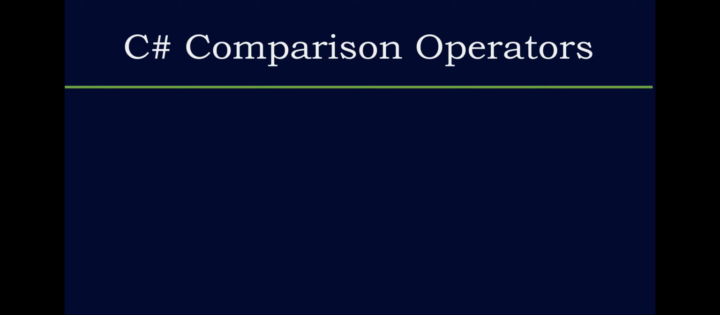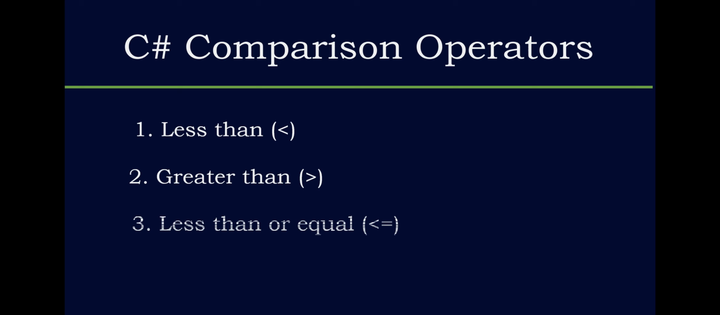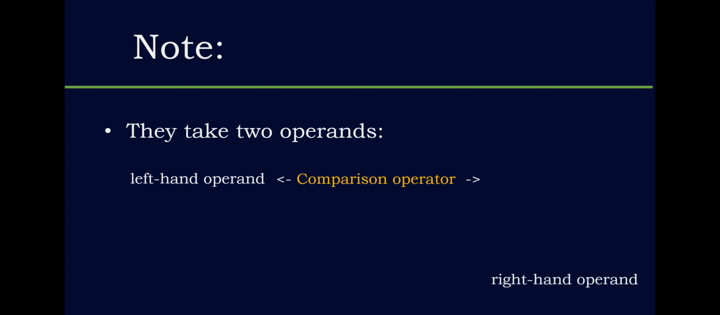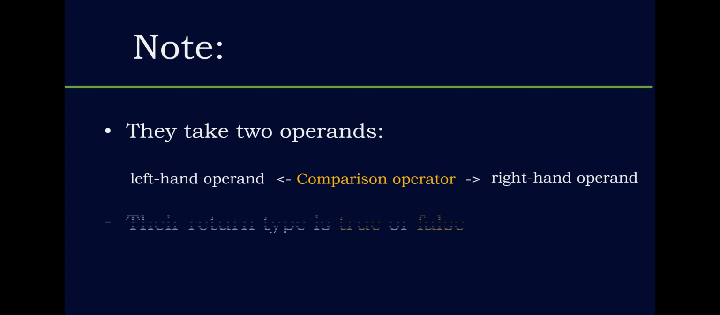In C#, there are four comparison operators. They are less than, greater than, less than or equal, and then the fourth one is greater than or equal. One thing that you should know about these operators is they take two operands. One is the left hand operand and the other one is the right hand operand. And one more thing is the return type is either true or false.